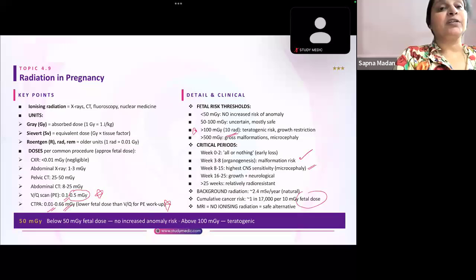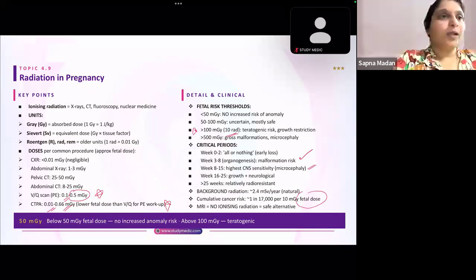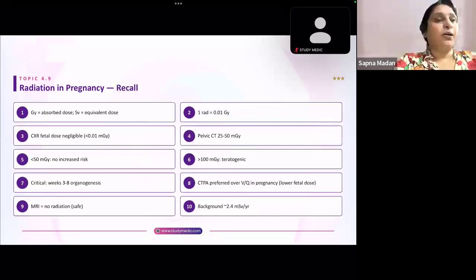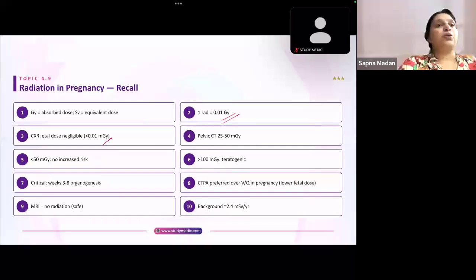So below 50 milligray fetal dose, there is no increased anomaly, and above 50 milligray, it is supposed to be teratogenic. Okay, so gray is the absorbed dose and sievert is the equivalent dose. 1 rad is equivalent to 0.01 grays. Chest X-ray fetal dose is 0.01 milligrays or negligible. And as far as the natural background risk is concerned, it is equivalent to 3 days of receiving background radiation. Pelvic CT is around 25 to 50 milligrays.